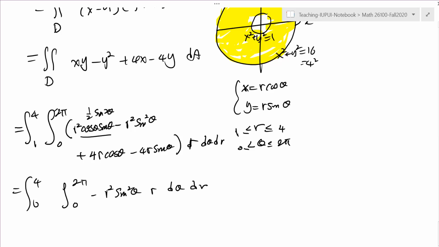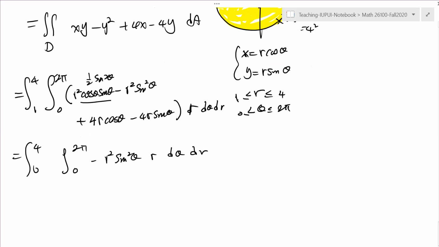Okay, the rest of them already gone. I just needed to focus on this one. Okay, then to find this, I think it's a double angle, right?